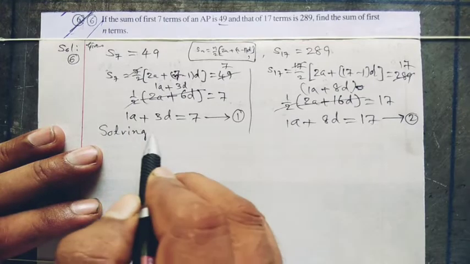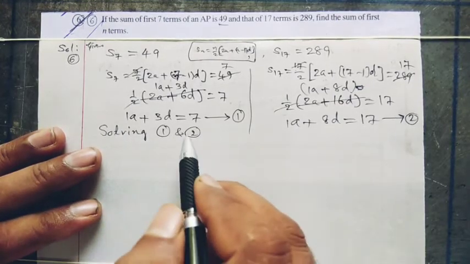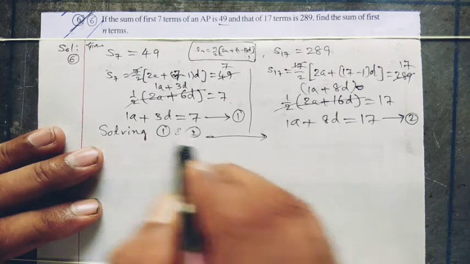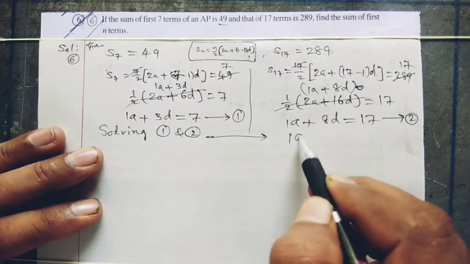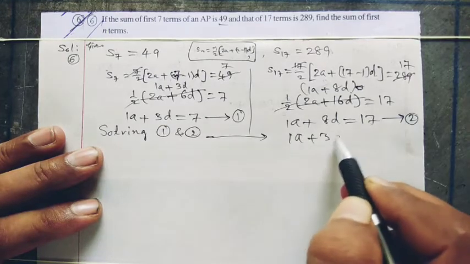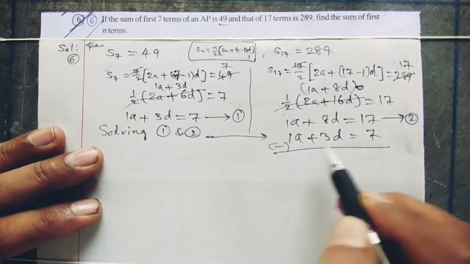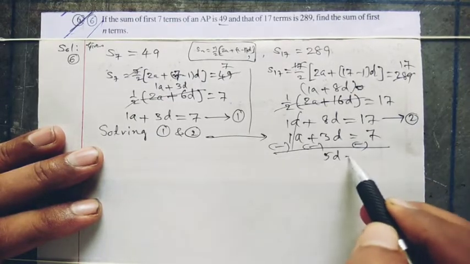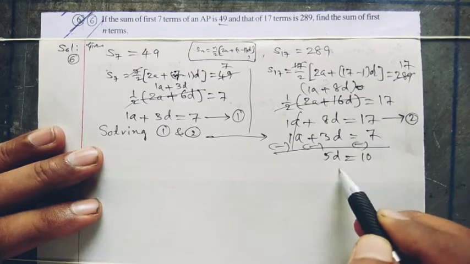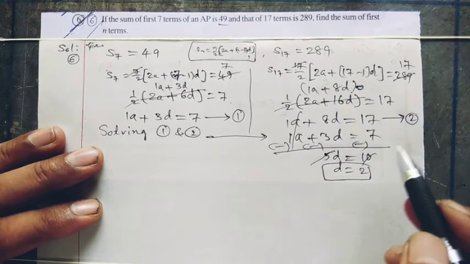Solving these two equations, 1 and 2, we write this equation here: a plus 3d is equal to 7. Subtracting, a cancels. 5d is equal to 10. d is equal to 10 by 5, 5 twos are 10, so d is equal to 2.